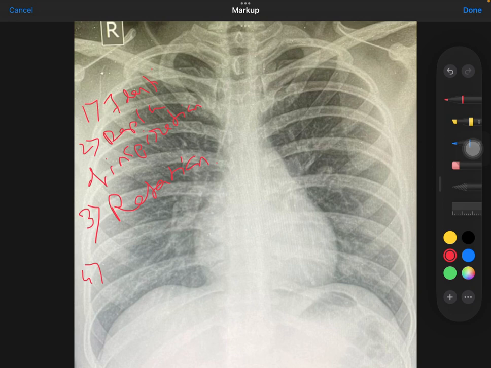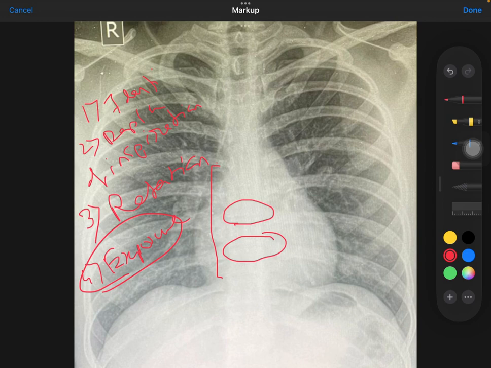Fourth point that we see is exposure. Now this one is a bit difficult, but I'll make it easy for you. The next thing is exposure. What you see is whether the film is adequately exposed or not. Now how will you get to know that? You have to see the lower vertebral bodies that are present at the back of the cardiac shadow. You will be able to see these intervertebral discs, and these are just barely visible. Okay, that means if the intervertebral discs are just visible, the X-ray is adequately exposed.